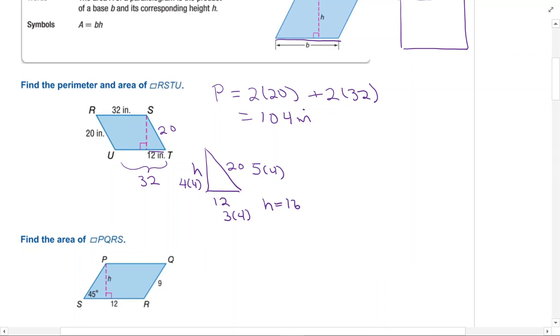Now again, you could have used the Pythagorean theorem and done x squared plus 12 squared equals 20 squared to find the height. So to find the area, we know that it's base times height. Our base is 32. Our height is 16. So the area is 512 inches squared.